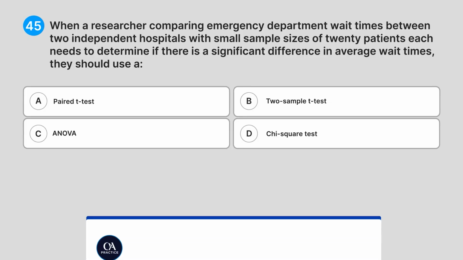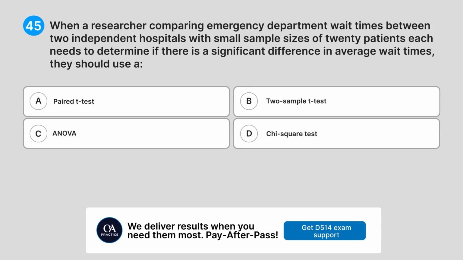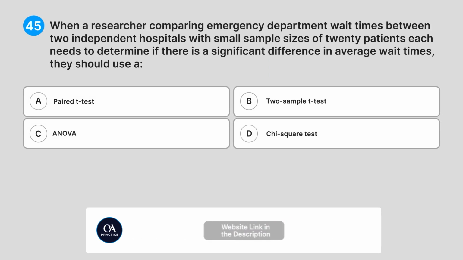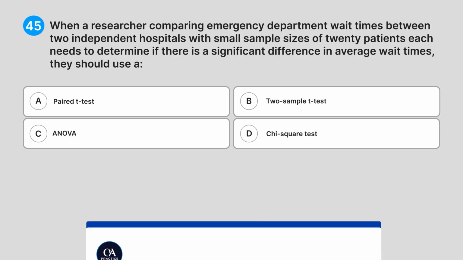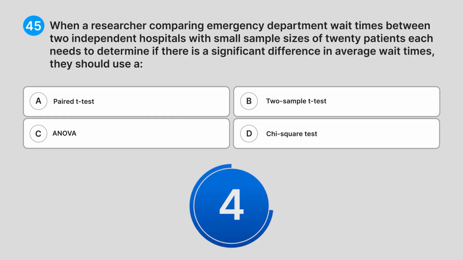45. A researcher comparing emergency department wait times between two independent hospitals with small sample sizes of 20 patients each needs to determine if there is a significant difference in average wait times. They should use A, paired t-test, B, two-sample t-test, C, ANOVA, D, chi-square test. Can you guess the answer?